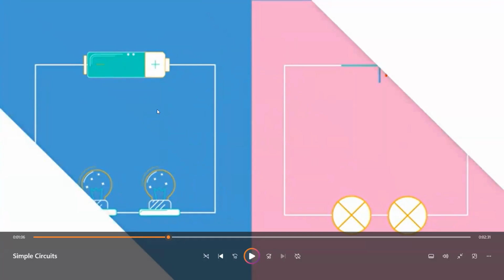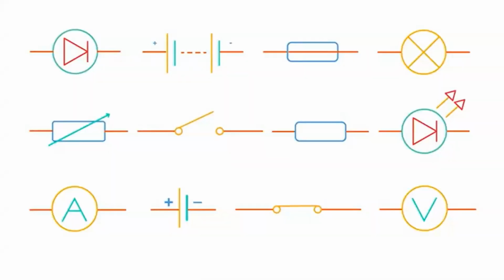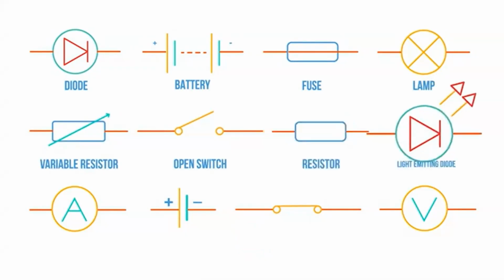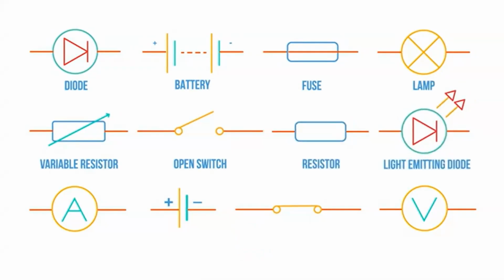These are how they look in real life. Symbols. Can you name any of these circuit components? Pause the video to see. We're gonna see the same names. Here are the names: diode, battery, fuse, lamp, variable resistor, open switch, resistor, light emitting diode or LED, ammeter, cell, closed switch, and voltmeter.